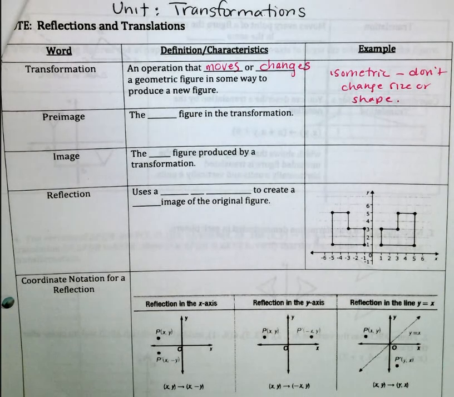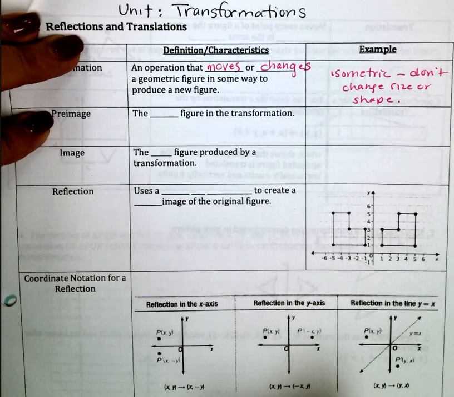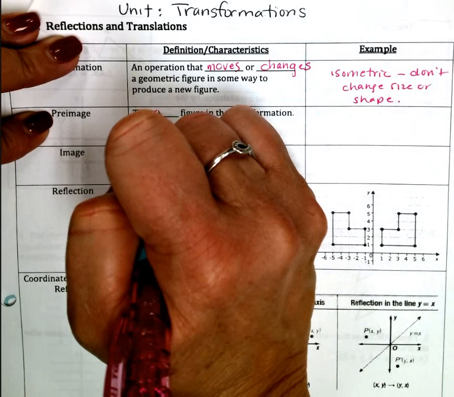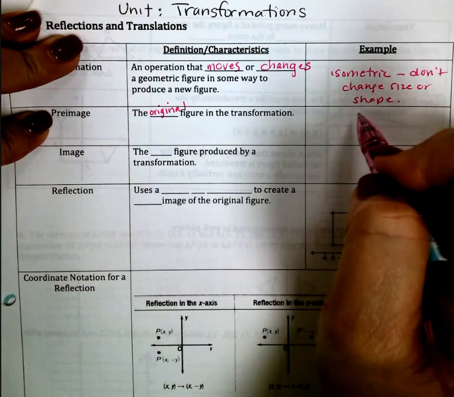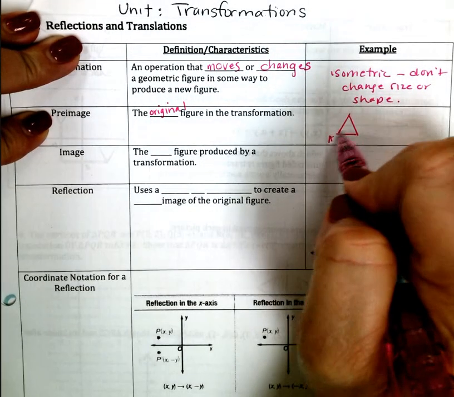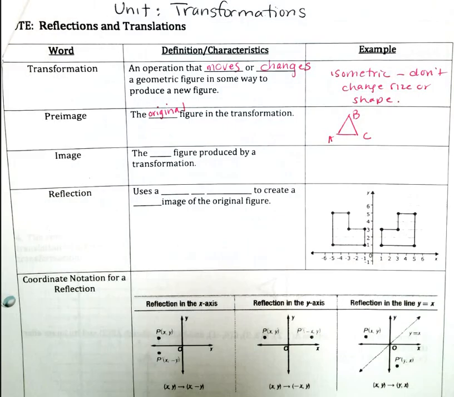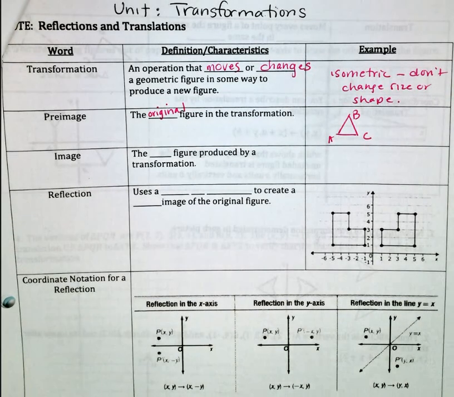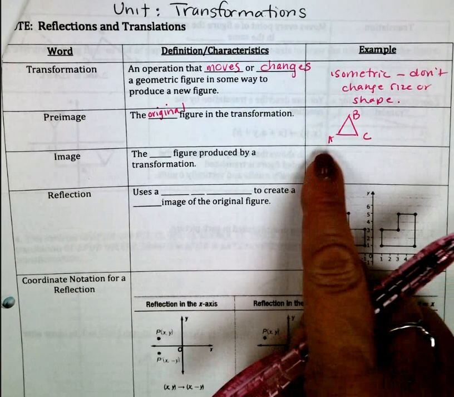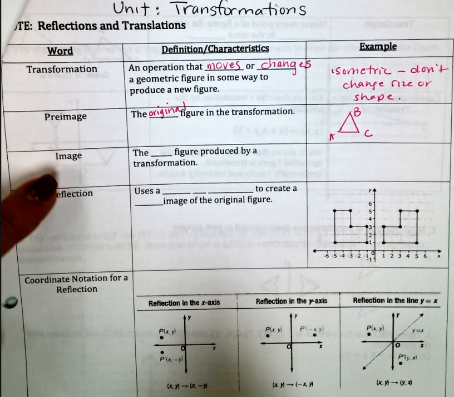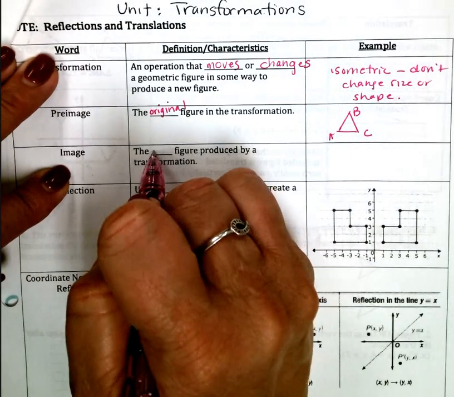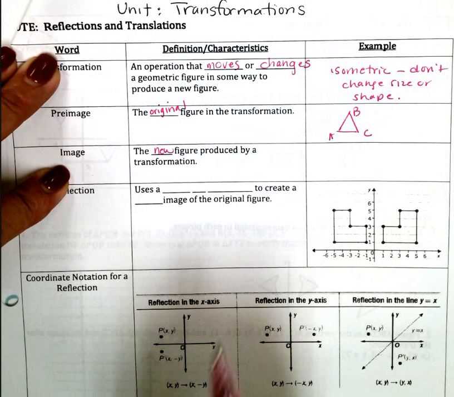With this, we have something called a pre-image. The pre-image is our original figure. It's the one we start with. When we have this figure, it's labeled A, B, C, or D, E, F, or by any 3, 4, 5 letters, depending on what your figure is. The point is it's a capital letter at your vertices. Because then we talk about an image. An image is our new figure, which is produced by the transformation.